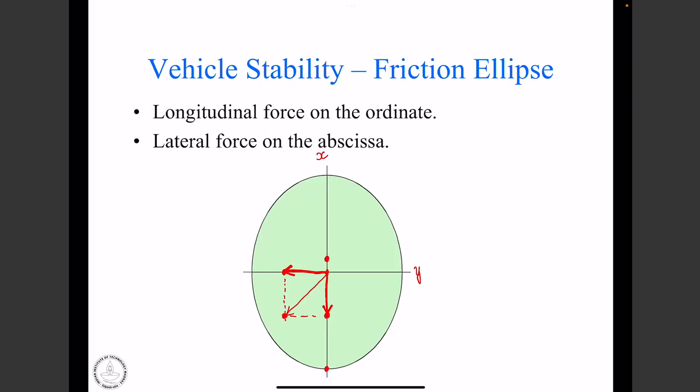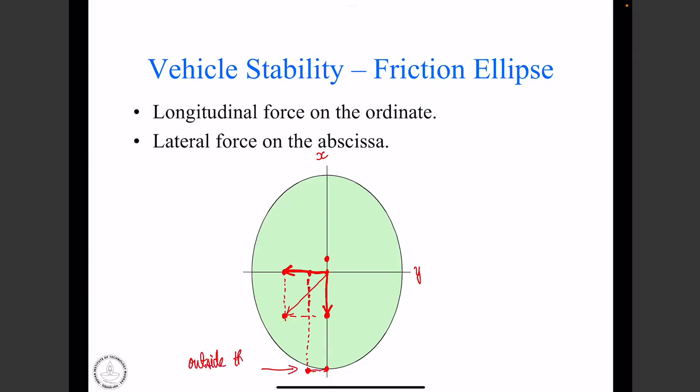Now let us say we want to avoid hitting the child. So we slam the brake, but at the same time we give a small steering input, which corresponds to this value, and then we want to look at the resultant. If we look at the resultant force, we can see that we are outside the ellipse, and this poses a problem.